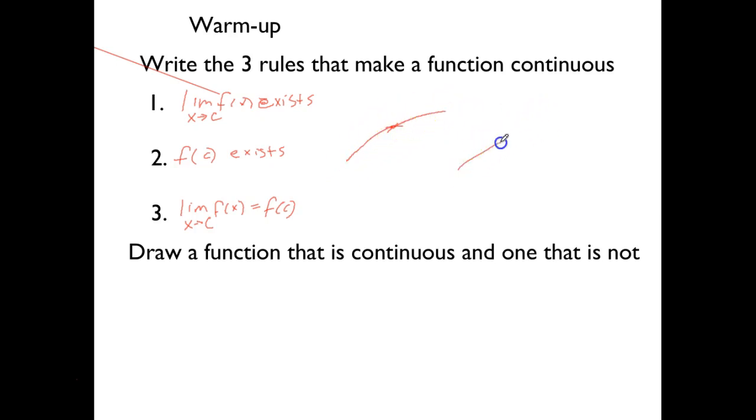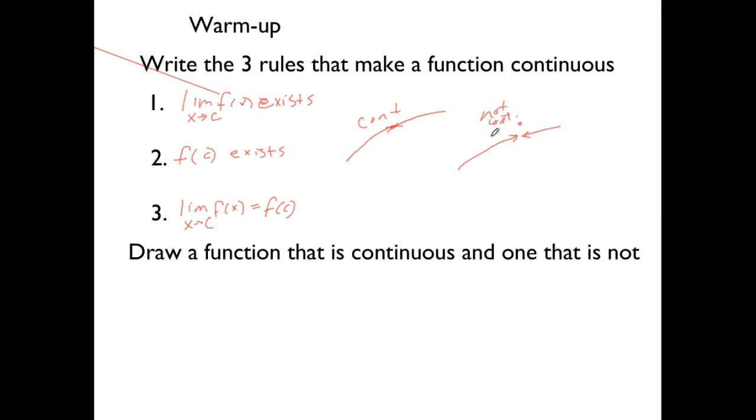If you don't fill in that gap, you just do something like this, and you just put a point somewhere, well, it's not continuous. Like there's a limit here, there's a point here, but they're not equal, so it's not continuous because there's a gap there. It's still not possible to draw this graph without taking your pencil off the paper. And that would answer your next question here. Draw a function that is continuous and one that is not continuous.